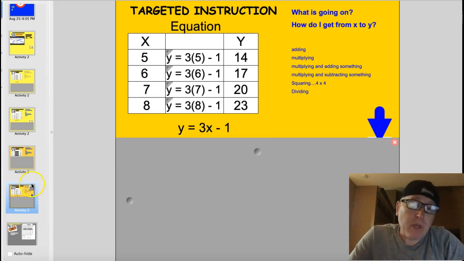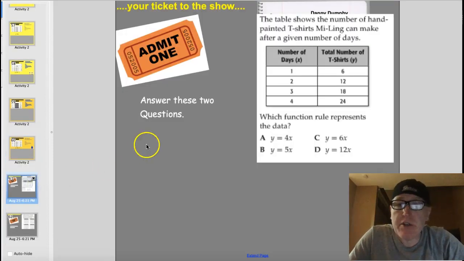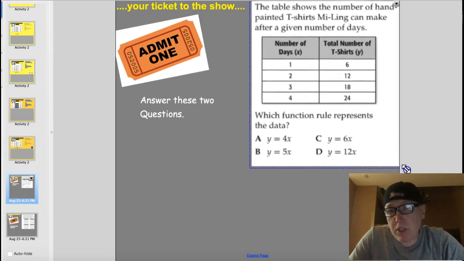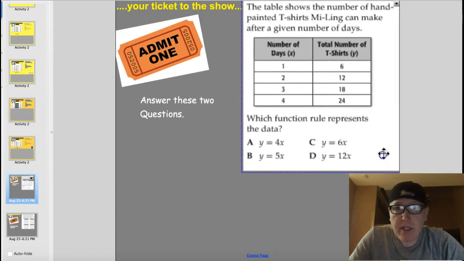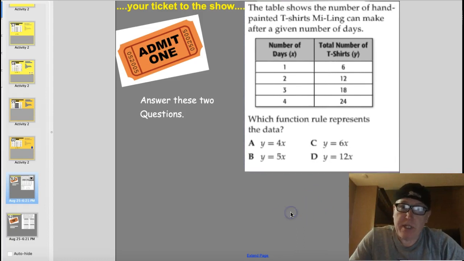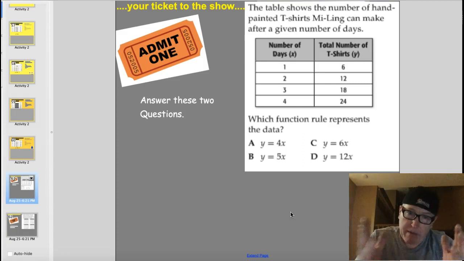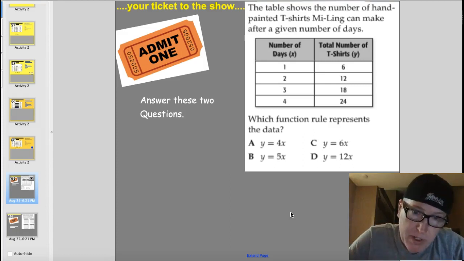All right. Two for the road, two for the ticket to the show. Here's the first one here. It's a multiple choice one. This table shows the number of hand-painted t-shirts Ming can make after a given number of days. Which function rule represents the data? Go ahead and take a look at those four. A, B, C, or D is all you need to write down.